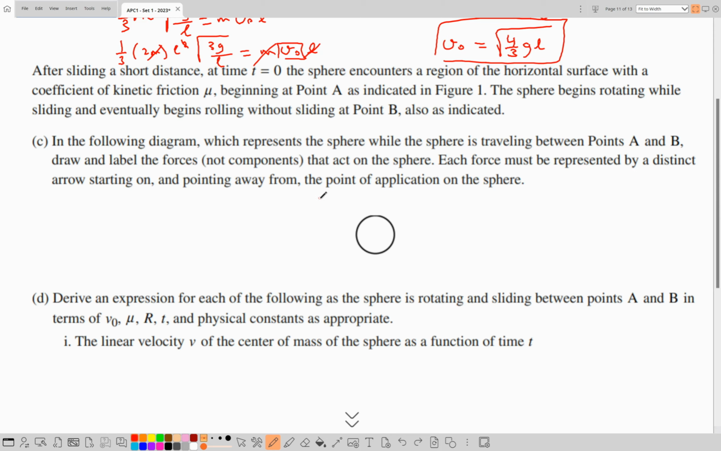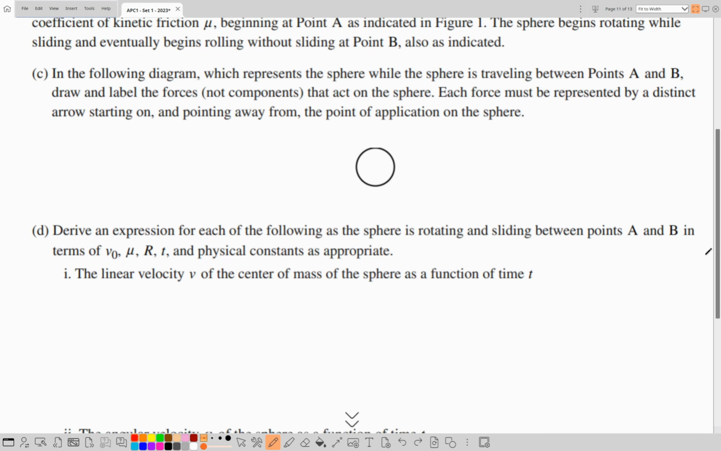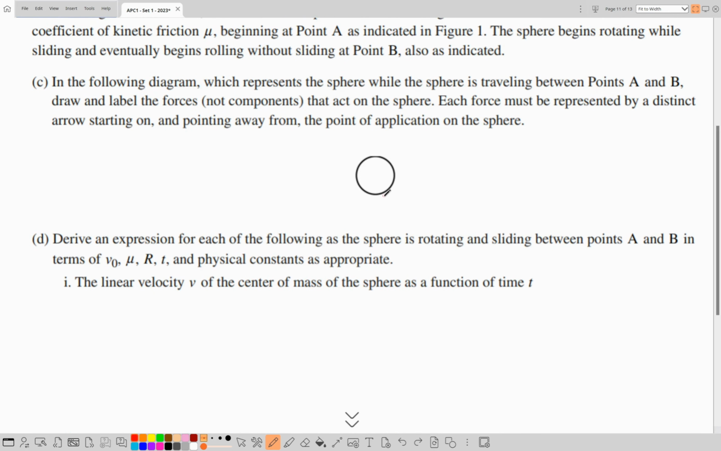Each force must be represented by a distinct arrow starting on and pointing away from the point of application on the sphere. Now here in this case we are representing a rigid body diagram because maybe later we'll be interested in determining the torques. And in the torques we're interested from the point of application of the force to the distance of the axis of rotation. Now for sure we have the pull of gravity. The pull of gravity should be represented from the center of the sphere, like that, pointing down. So that's the pull of gravity.